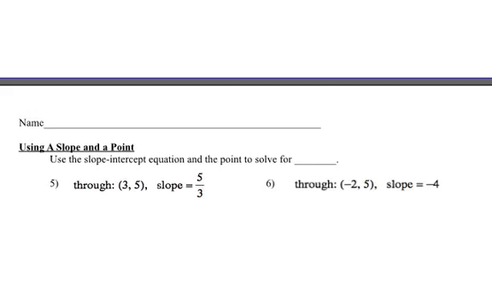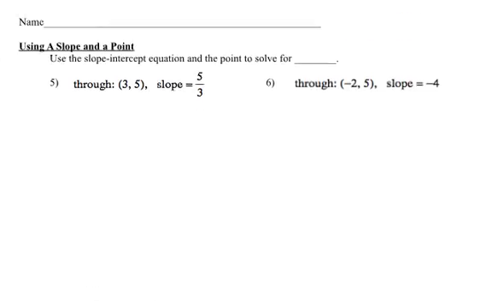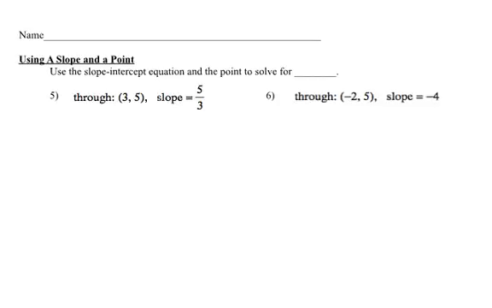Okay, slope can also be determined if we know, so if we use the slope-intercept equation and a point on which the line falls, then we can use that to solve for the y-intercept. Okay? So we know our equation is y equals mx plus b.